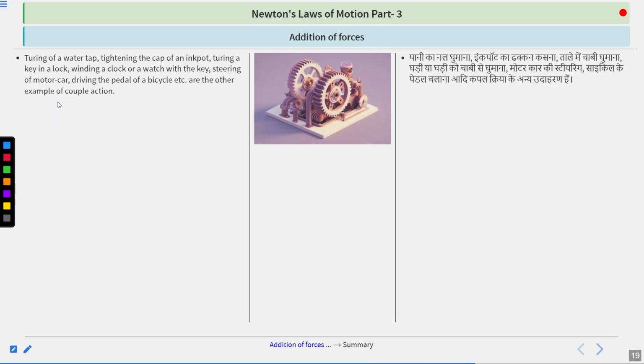Turning off a water tap, tightening the cap of an ink pot, turning a key in a lock, winding a clock or a watch with the key, steering a motor car, driving the pedal of a bicycle, etc. These are all examples of couple action.